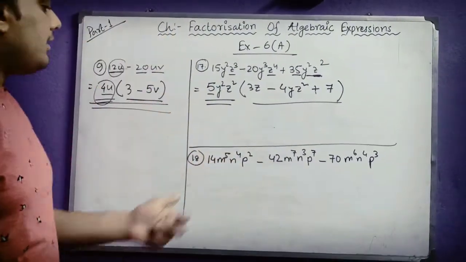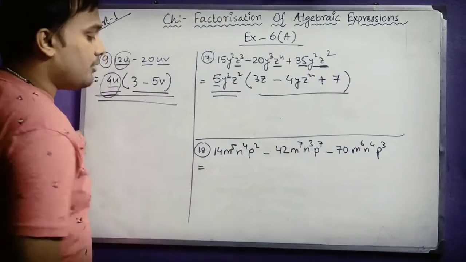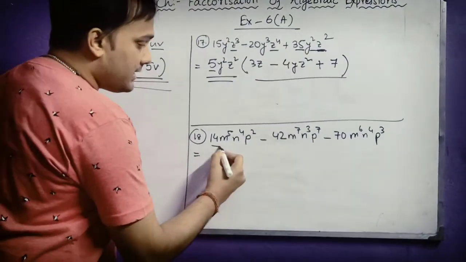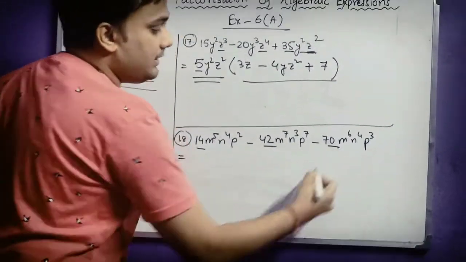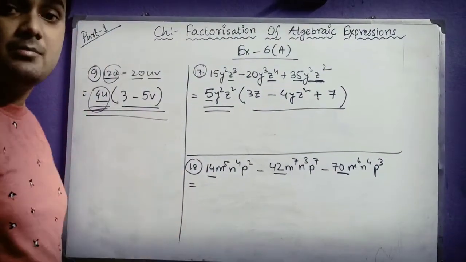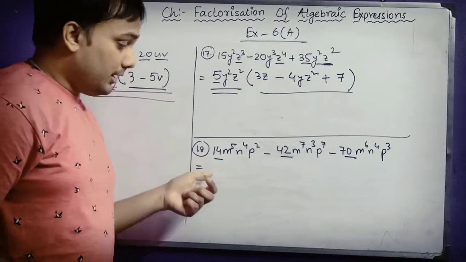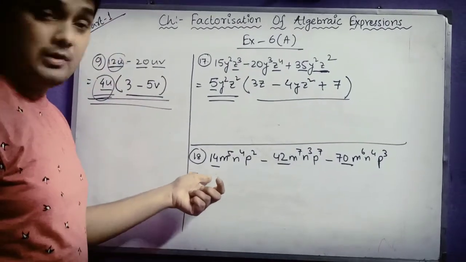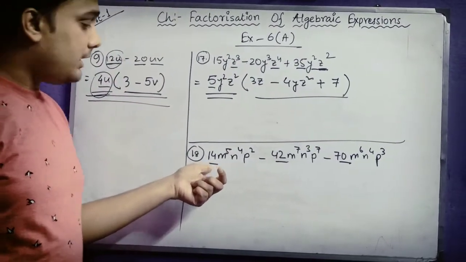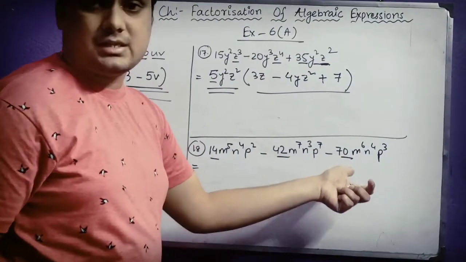Okay. Now let us move on to the next question. The same concept will be applied here also. You can see 14 is there, 42 is here, 70 is here. So what is the maximum number you can take? You can see we can take 2 as a common factor and then we can take 7 also as a common factor, because 7 2s are 14, 7 6s are 42, 7 10s are 70.